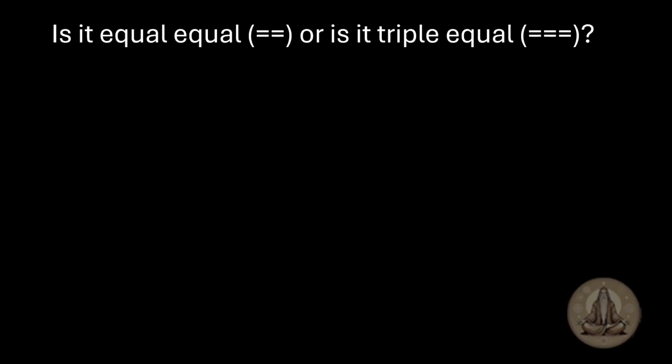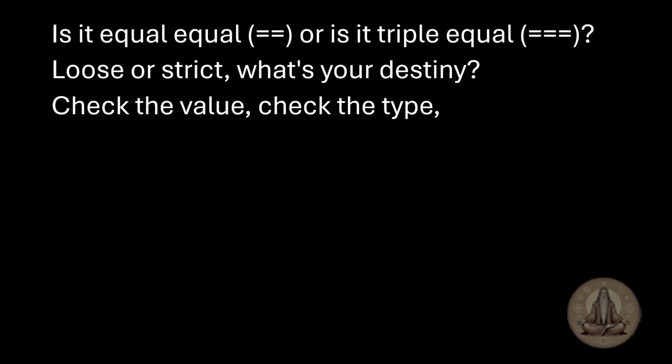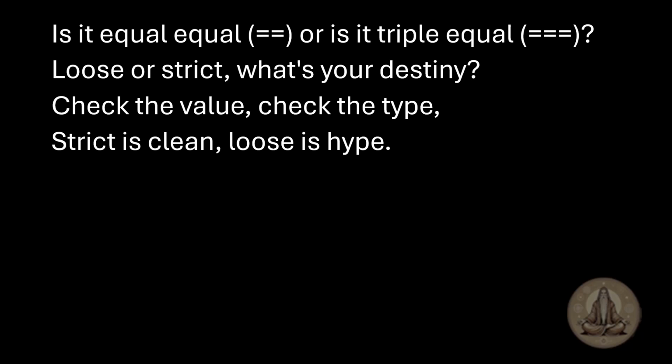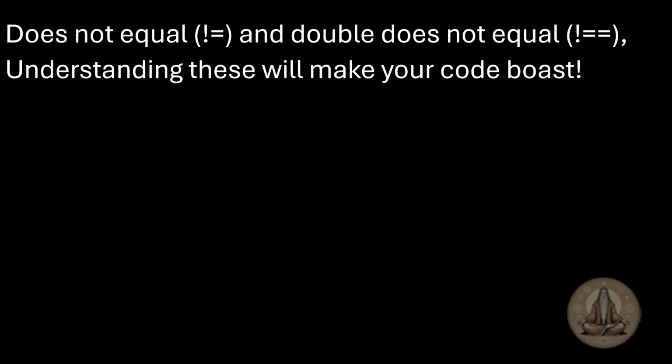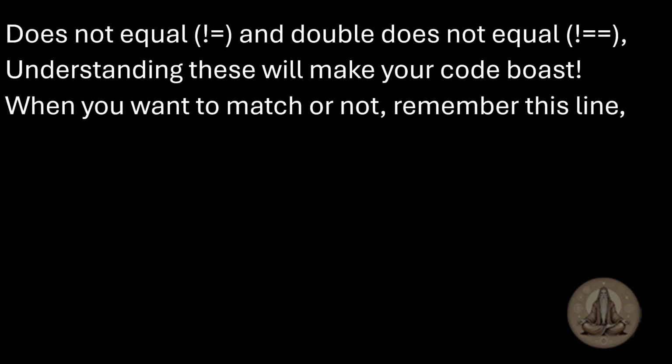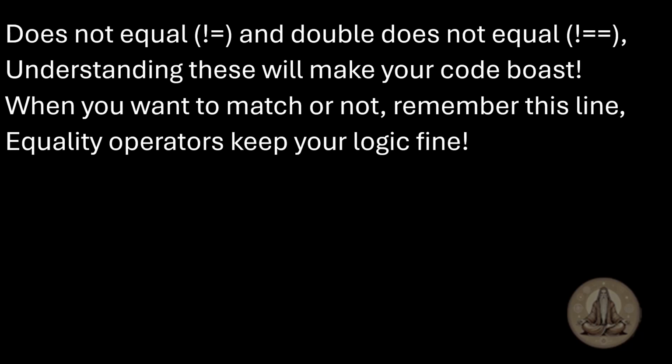Is it equal, or is it triple equal? Loose or strict, what's your destiny? Check the value, check the type. Strict is clean, loose is hype. Does not equal, double does not equal. Understanding these will make your code boast when you want to match or not. Remember this line, equality operators keep your logic fine.